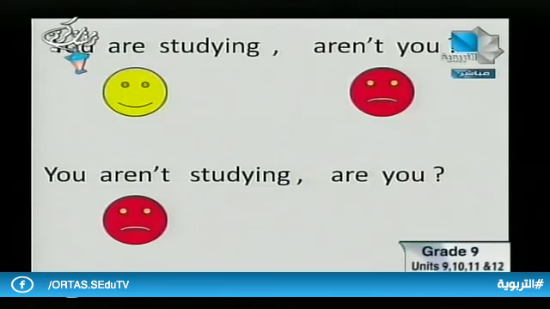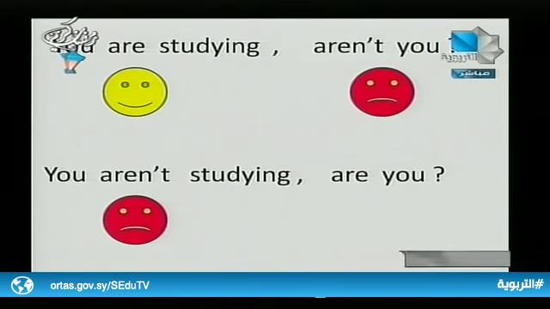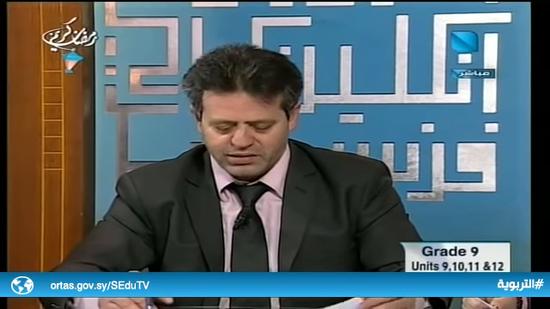Okay, so we have a positive form, negative form, negative form. Two faces, a smiling face and a sad face. Positive, maybe. Negative, yes. The second one: you aren't studying, are you? So the first sentence is negative, the tag is positive.